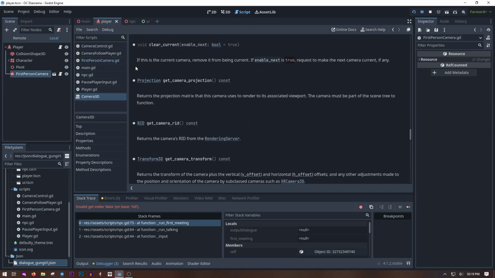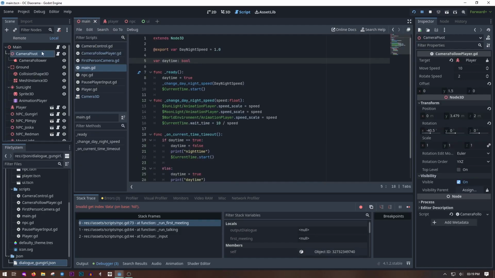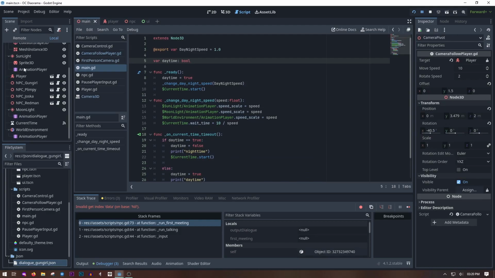Let me click on this. If this is the current camera, remove it from being current. If enable next is true, which is implied by not saying anything, request to make the next camera current if any. I don't know what they mean by next camera, but if I go up the chain, go to player, and then main, player, camera pivot, camera follower. That's the next one up the chain.